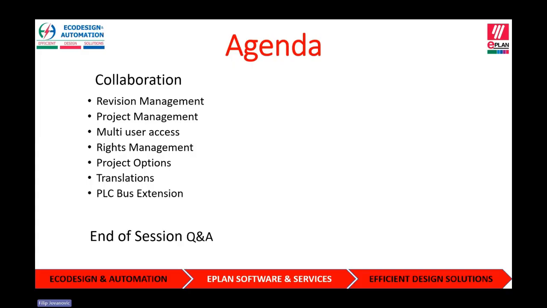Project options for turning certain pages or objects on and off. Translations. This is used for handling multiple languages in a project. And as a bonus, we're also going to be including the PLC Bus Extension. Then after we've gone over all of this, we'll have the end of session Q&A.